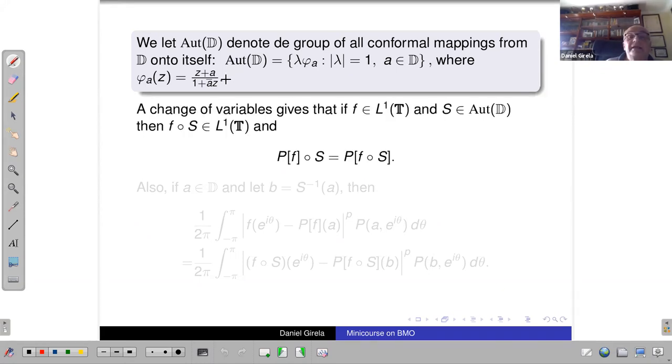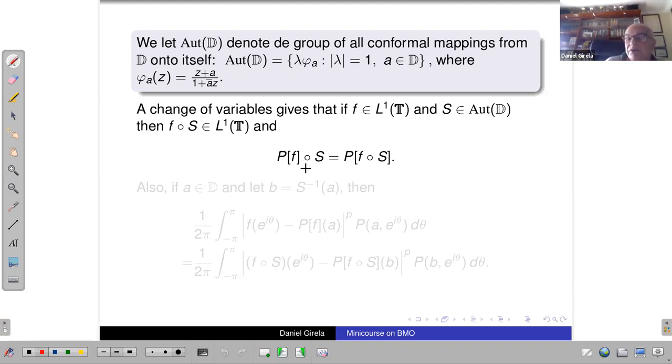If we make a change of variables, it is immediate that if we have a function in L1 and we take a conformal mapping S of the disk into itself, then the composition of F with S is also in L1. Using a change of variables one obtains this very easily, or thinking of what this is: a harmonic function. We had these boundary values, and this has the same harmonic values. So we don't need to use a change of variables. Just look at this: these are two harmonic functions with the same boundary values, so they should be the same.